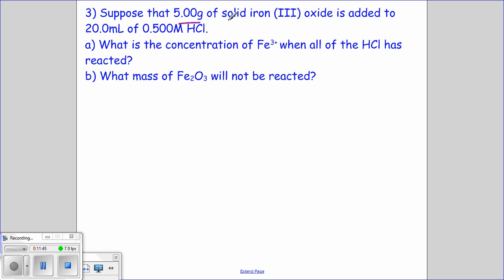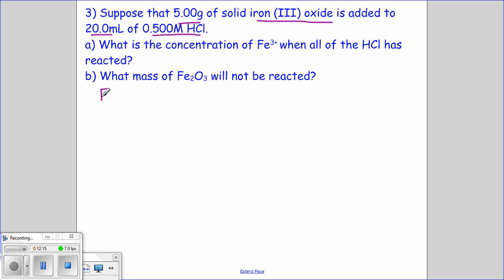Suppose that 5 grams of iron 3 oxide is added to 20 mL of 0.5 molar HCl. First, we need a BCE. So I'm going to write my before, during, and after, which I enjoy when we do limiting reagents. Since you're given a mass of iron 3 oxide and some amount of HCl, you're given quantities of both reactants, and they don't tell you who's in excess. Therefore, you have to figure that out.